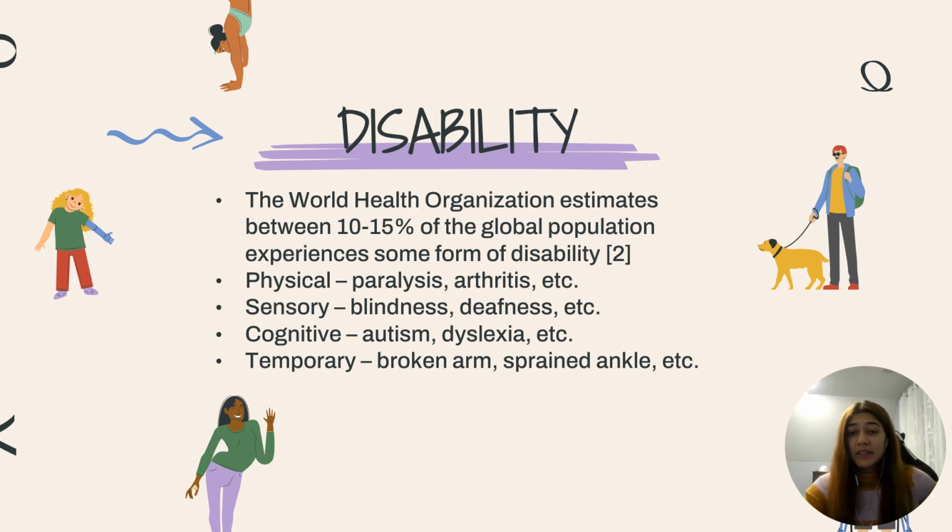Physical disabilities are conditions that affect mobility, such as paralysis and arthritis. Sensory disabilities impact sight, hearing, or touch, like blindness or deafness. Cognitive disabilities are challenges with memory, problem solving, or learning, such as those experienced with autism or dyslexia. And then there are temporary disabilities, which are short-term limitations like a broken arm or a sprained ankle.